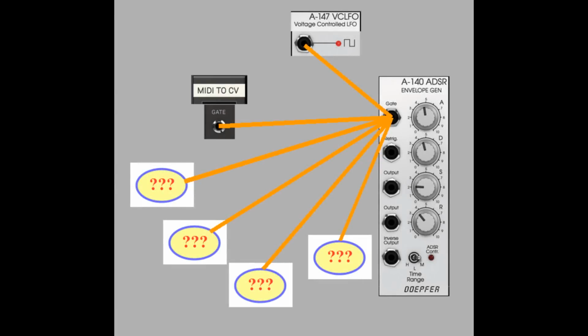So far the knobs. Now for the jacks. The uppermost input jack is the input for the gate signal. For example, the gate signal from the MIDI to CV module or the square wave from an LFO module. Or some signals you might not think of at once. But more about that later in this video when I talk about the details.